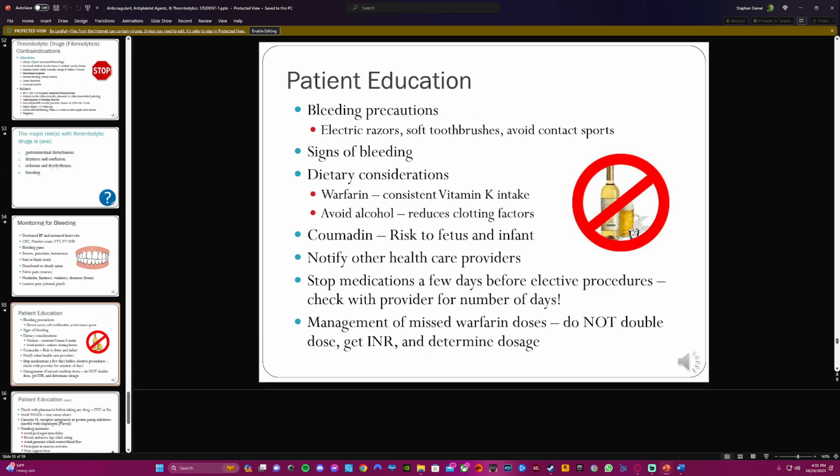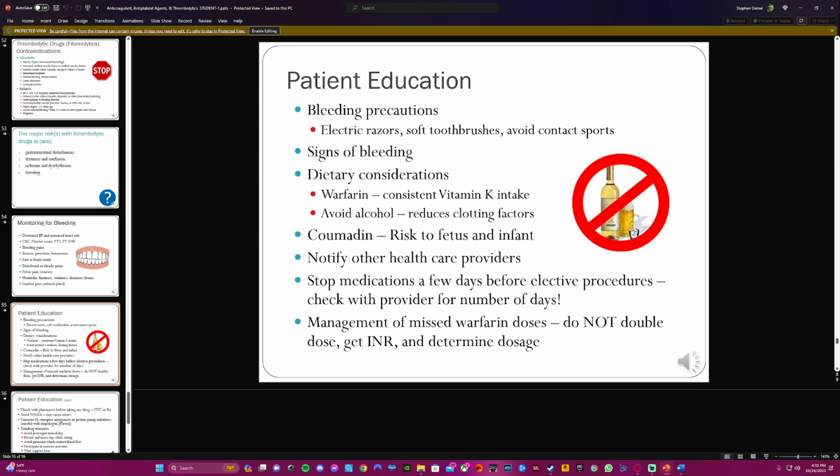Patient education: you want to have bleeding precautions such as electric razors, soft toothbrushes, and avoiding contact sports. Look for signs of bleeding. Also, some dietary considerations: warfarin requires consistent vitamin K intake. Avoid alcohol, which reduces clotting factors. Coumadin carries a risk to fetus and infant.